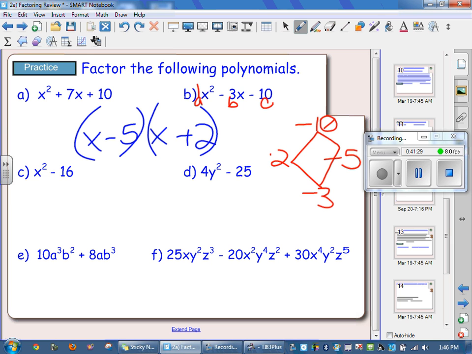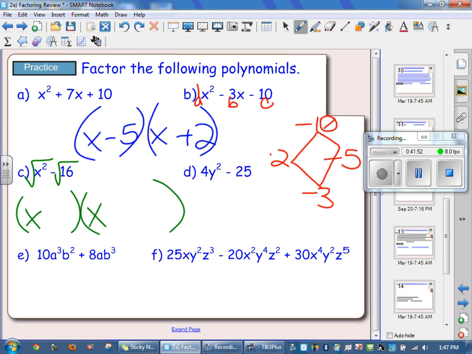The minute it's a difference of squares, you just square root both ends. Square root the x squared, square root your 16. Open 2 brackets. X starts your bracket, the root of 16 is 4, and you separate them with a plus and a minus. Okay? On letter D, same thing, 2 terms with a negative sign between them.